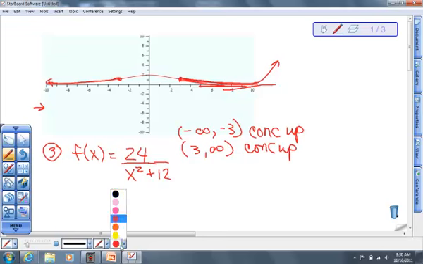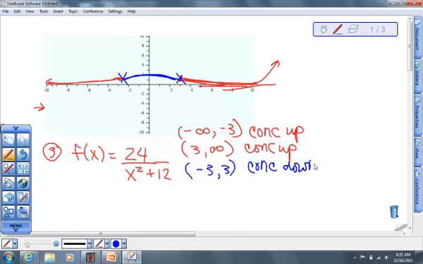Okay, and I'll change right here. This is where we have something concave down, and those would have been our inflection points. But they don't ask for that. So from negative 3 to 3, we're concave down. Concavity down. That's it.